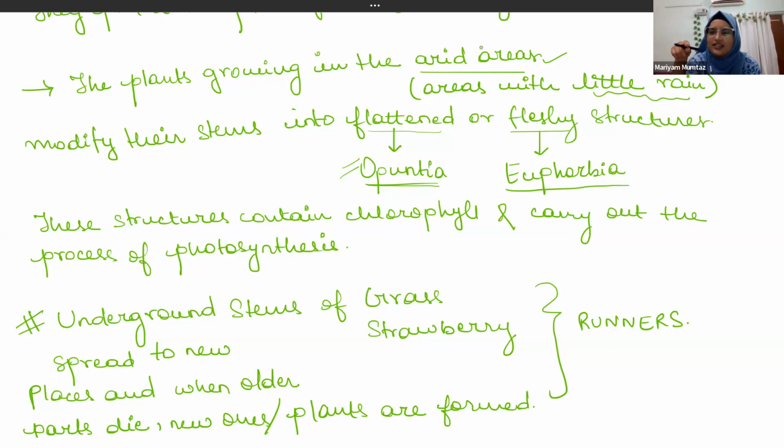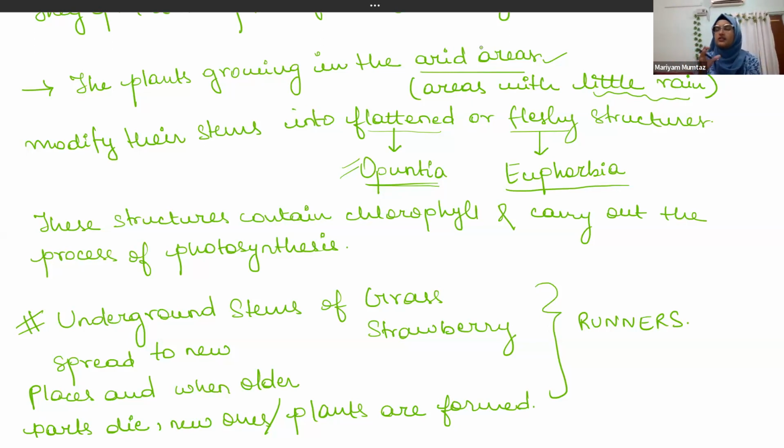Somebody said water loss, right? Who said water loss? Whoever said water loss, yes. Transpiration is the process through which water is lost from the leaves of the plant. So, see, if leaves are present in a plant, then water loss is going to happen because of transpiration.